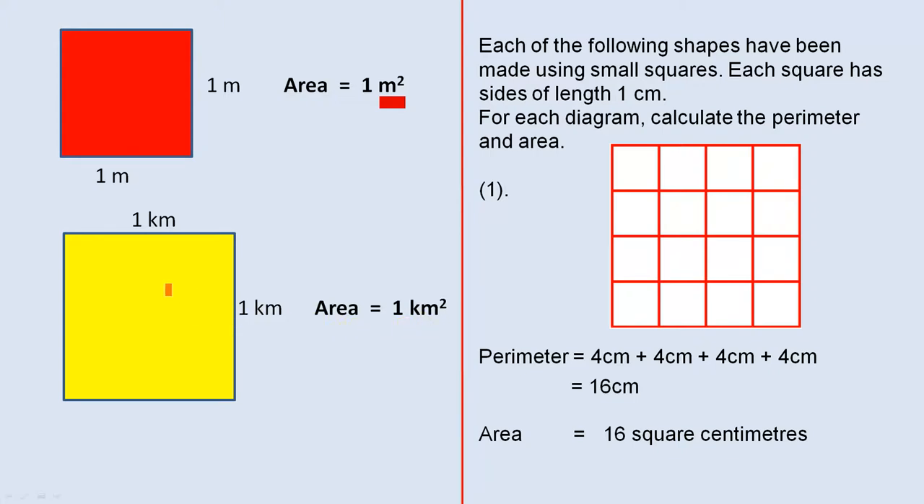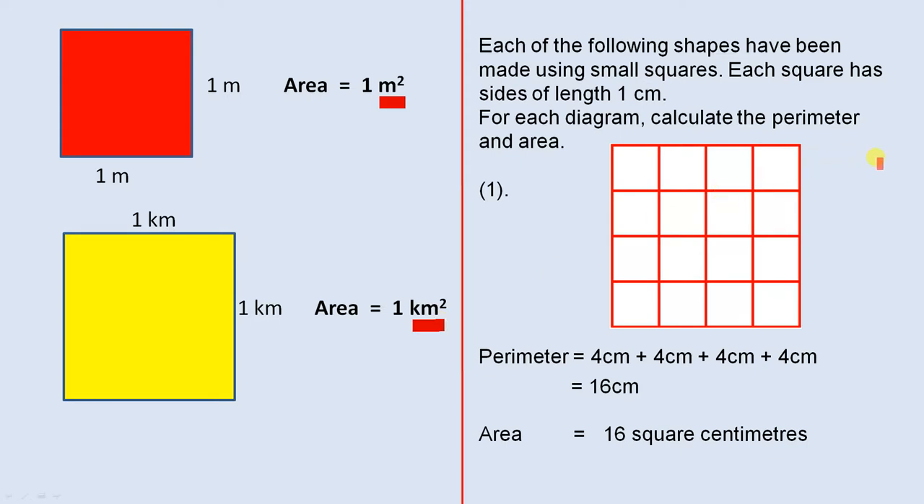It's basically a square. This particular diagram means that we have a square which is 1 kilometre wide, 1 kilometre long, and it's in the shape of a square, so the area is 1 square kilometre. And that's the short way of writing square kilometre.